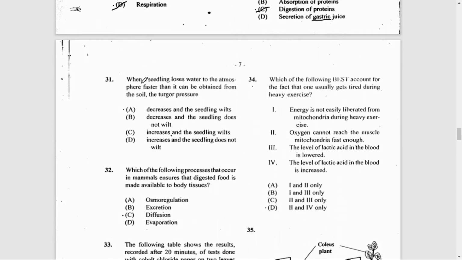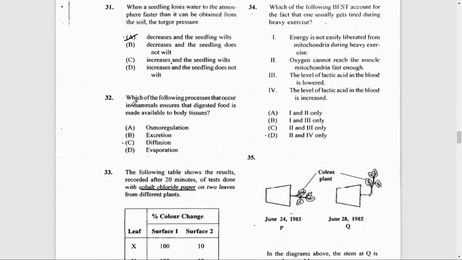Number 31. When a seedling loses water to the atmosphere faster than it can be obtained from the soil, the turgor pressure would decrease and the seedling will wilt, or it would shrink. Number 32. Which of the following processes that occur in mammals ensures that digested food is made available to body tissues?